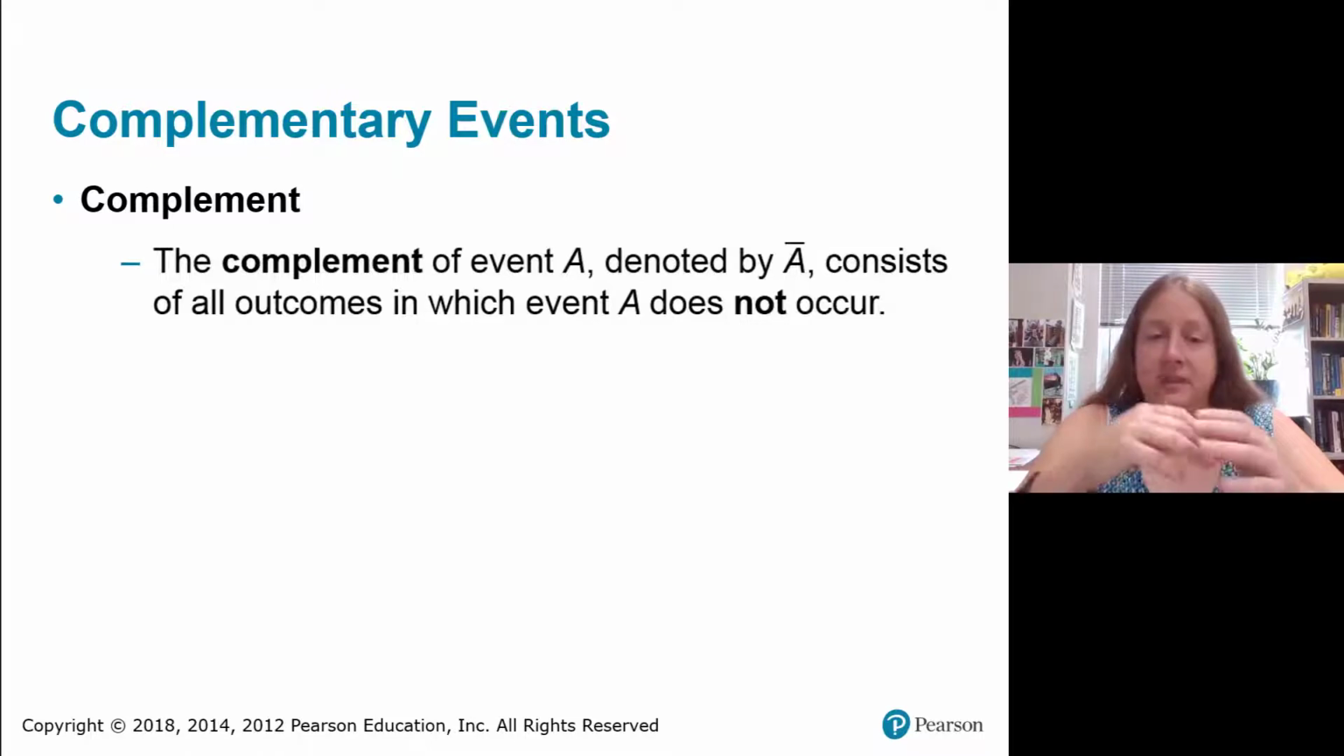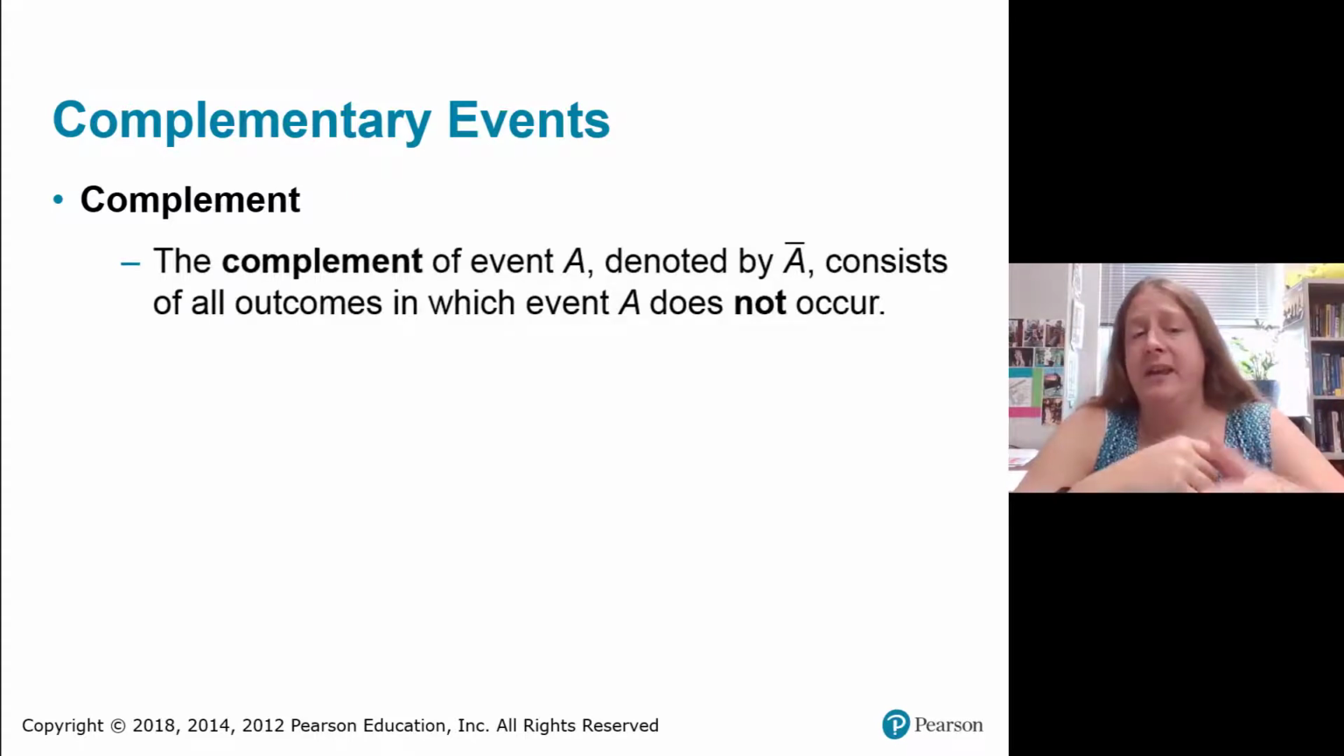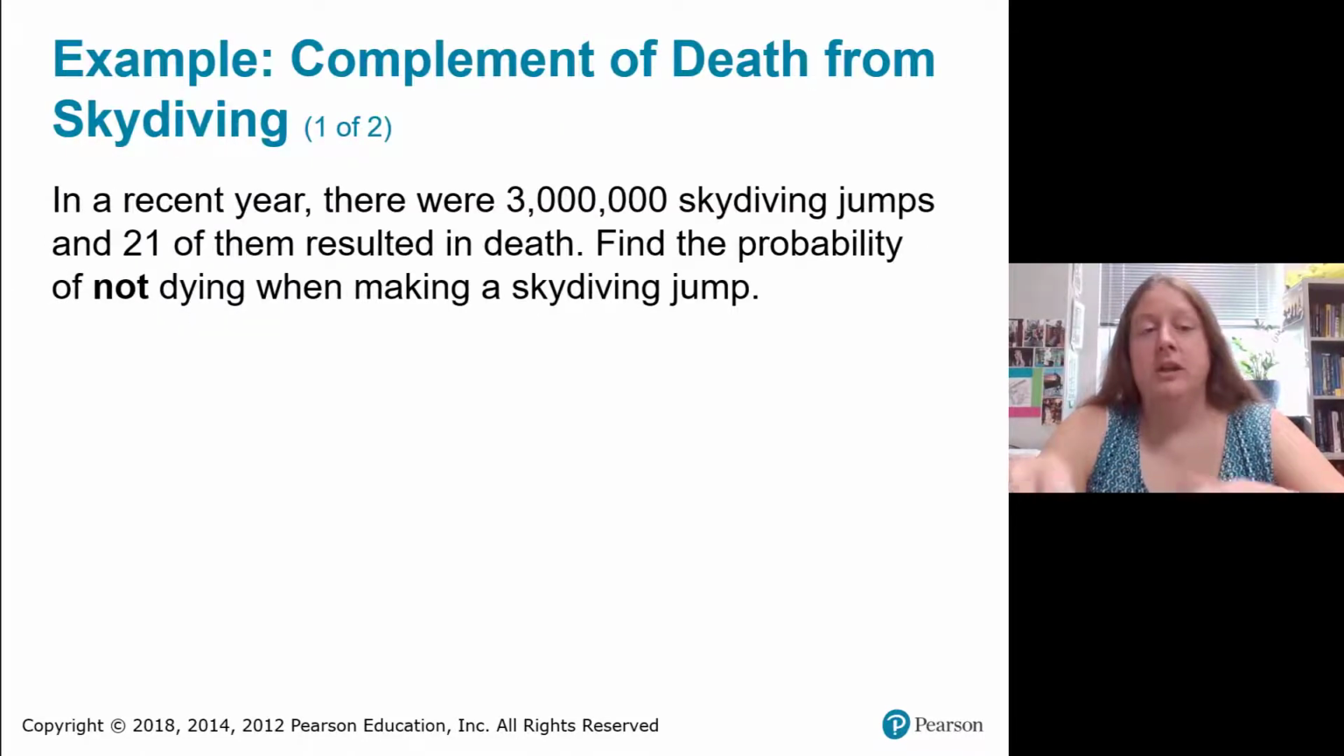We use the notation of a line over the top of the A, and our event A's complement is going to consist of all the outcomes in which event A does not occur. So going back to our skydiving example, the complement of death from skydiving. We might want to find the probability of not dying. We can take a more positive spin, right? Of surviving your skydiving jump.